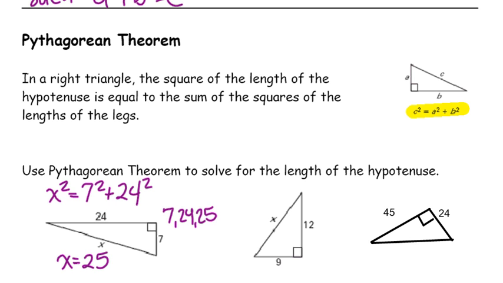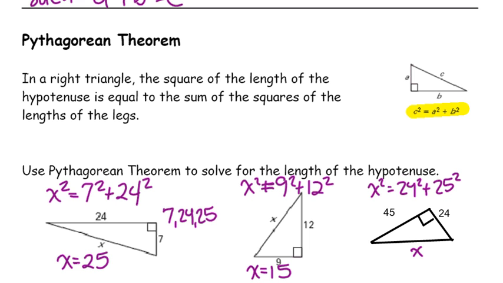All right, so in this case, we get x squared equals 9 squared plus 12 squared. Go ahead and solve this one. Okay, so you should have gotten x equals 15. And then in this one, we should have an x there. So x squared equals 24 squared plus 25 squared. I'm sorry, that's a 45. 24 squared plus 45 squared. Please solve for x. Hit pause and come back when you have an answer.